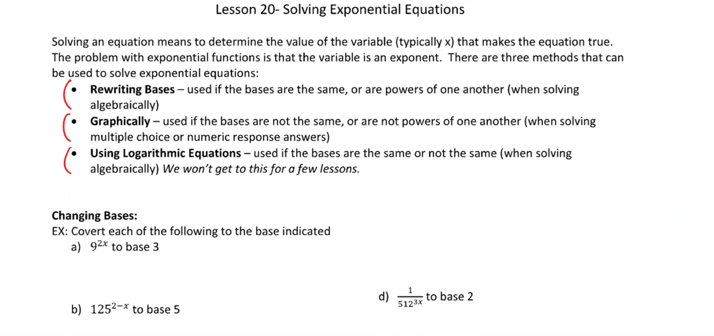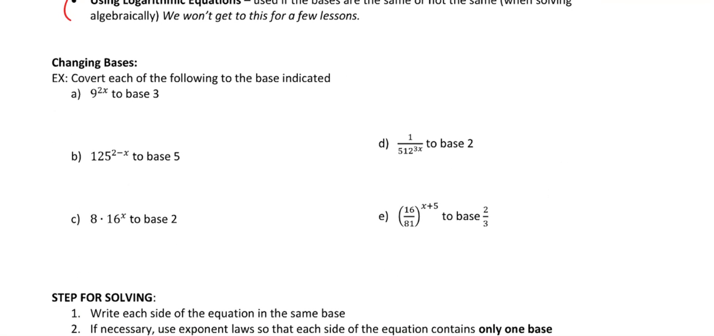Okay, so to make this work, what we're going to have to do quite often is change numbers like this, like 9 to the power of 2x. We're going to change that to something, let's say, with a base 3. This will make more sense in a minute, but just bear with me. So what I mean by that is I want to write this as 3 to the power of something, right?